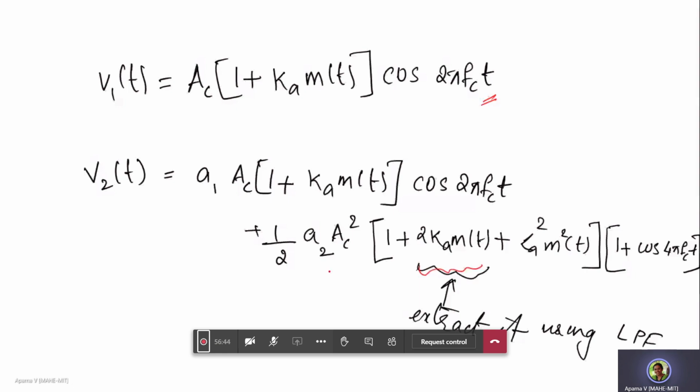Half A2 AC square into 2Ka M(t). So this part you need to extract out. The same square law device you used as the modulator, you pass it through the same device, and then passing through a low pass filter, you are going to get the message signal back.